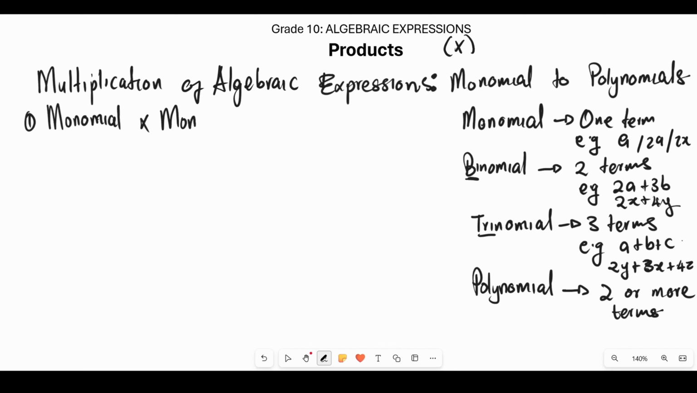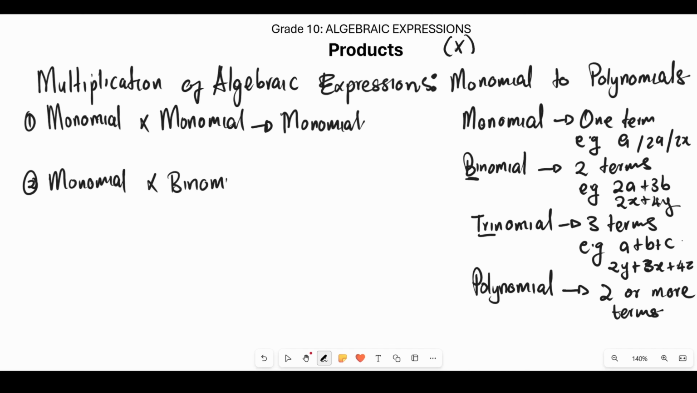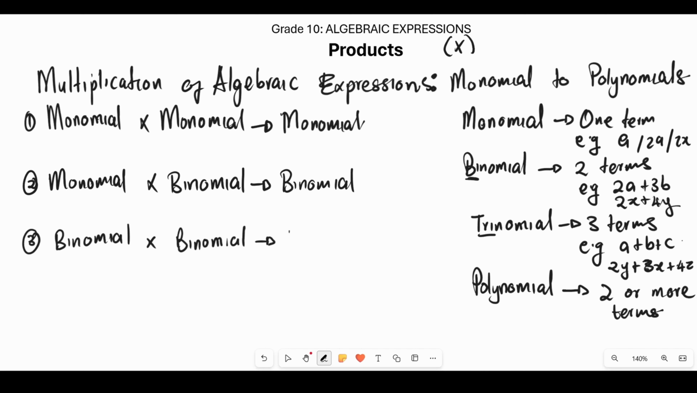So in this case, we're going to be focusing on the four scenarios whereby you multiply a monomial with a monomial, which results into a monomial, you guessed it. Then we're going to have number 2, whereby we take a monomial and we multiply it with a binomial, which you can guess a binomial will result. Then number 3, we're going to be now taking a binomial, two terms, remember, multiplying it with a binomial. Then this will result into, you did not guess it right, a polynomial.